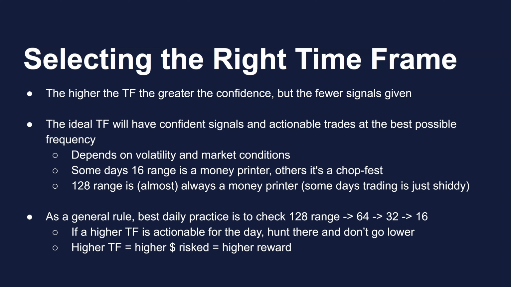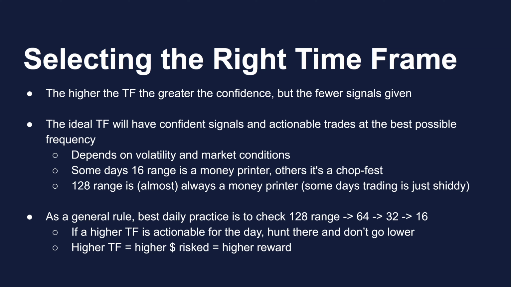And it follows that if there are signals to take on the 128 range chart, those are the signals we want to be using. If there are signals on the 16 range chart and the 128, we want to prioritize the 128 because these are going to be higher confidence and they're going to be given less often.